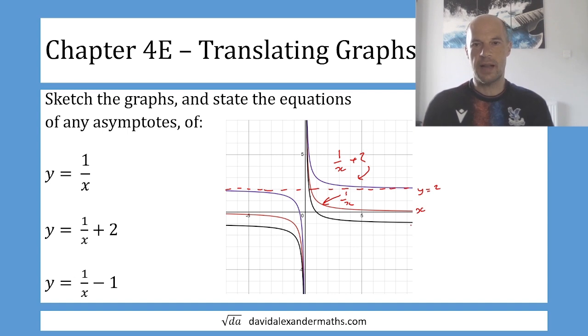And let's have a look at the black one. So we can see that this line has equation y equals negative 1. So as the asymptote has moved from y equals 0, the x-axis, down to y equals minus 1, and the curve has also moved down with it, then that is a vertical translation. So it's just 1 over x minus 1. So this black one here, that is y equals 1 over x minus 1.